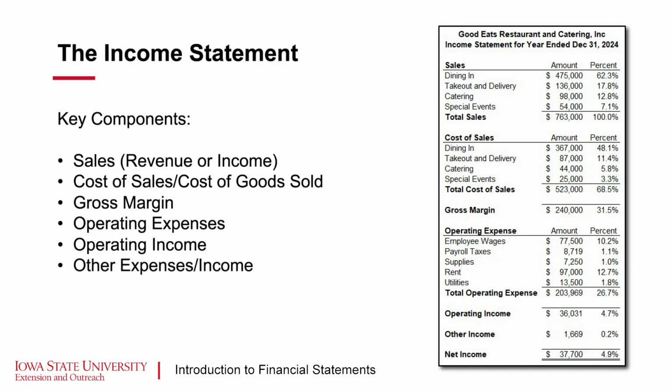a total of all other income and expenses not tied to core operational activities; and finally, the net income or loss that is the result of taking all of the revenue sources and subtracting all of the expenses. Thus, the simplified income statement equation is revenues, also called sales or income, minus expenses equals net income.